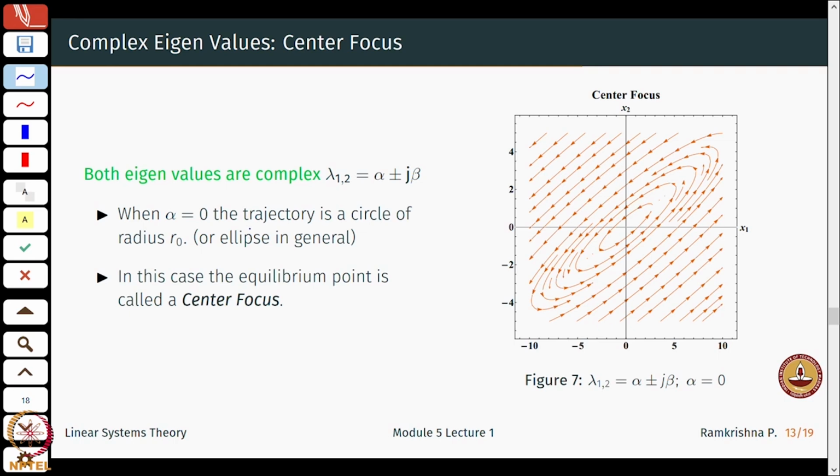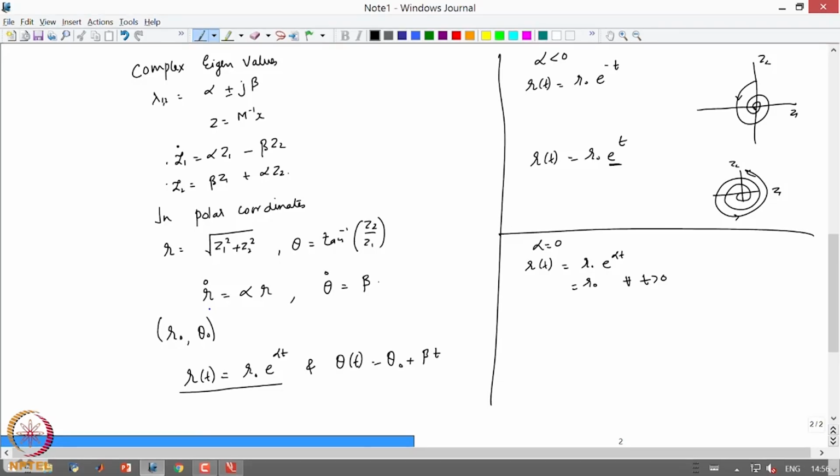So, when alpha equals 0, the trajectories are just periodic orbits around the origin, like here, or this one. They are either circles of radius r in this case, or more generally they will look like an ellipse. In this case the equilibrium point is called the center.